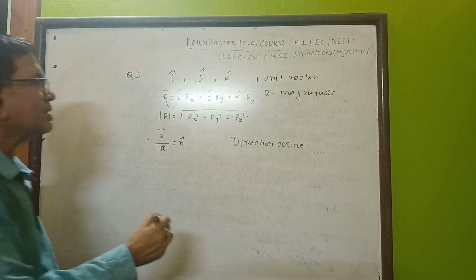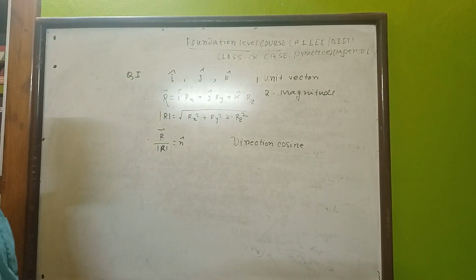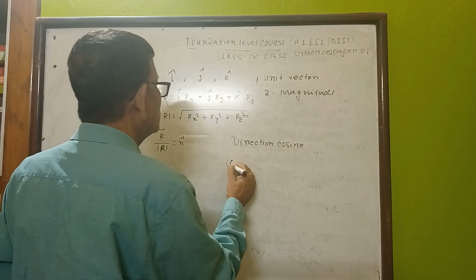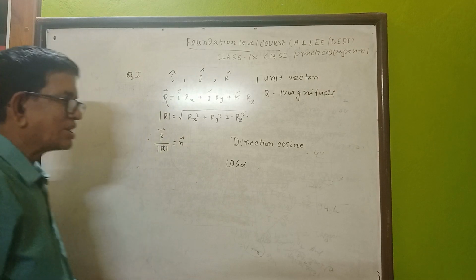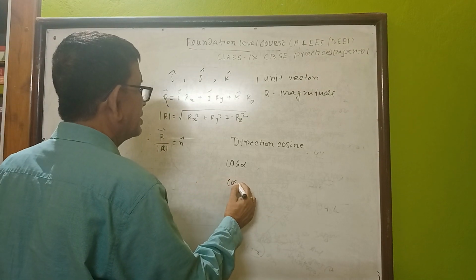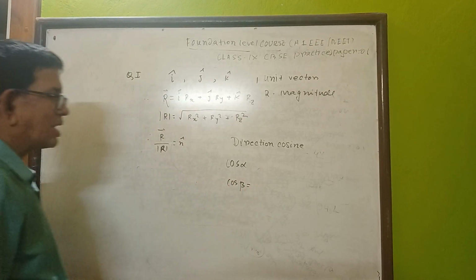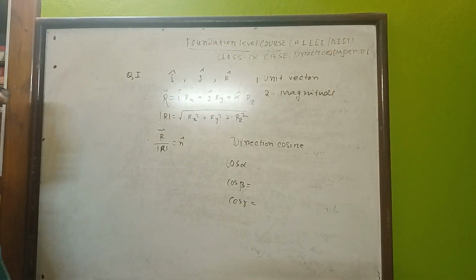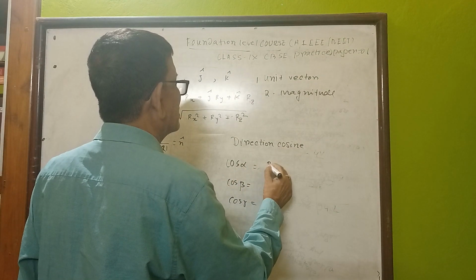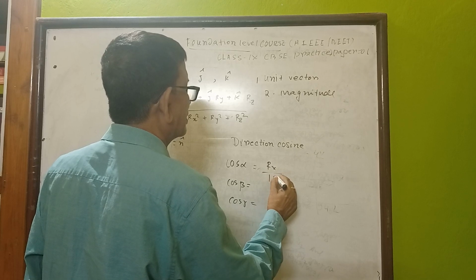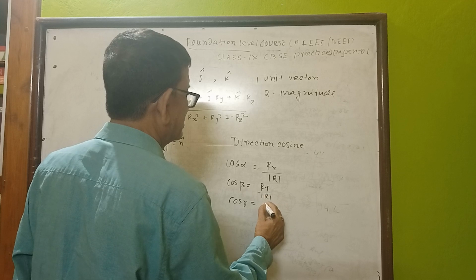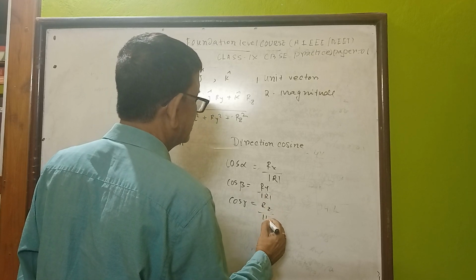Direction cosine means this vector, a 3-dimensional vector, is making some angle with the x-axis. Suppose it is cos alpha, where alpha is the angle with the x-axis. Now cos beta, that is along the y-axis, and cos gamma, that is along the z-axis. So how can you calculate cos alpha, cos beta and cos gamma? Cos alpha, always remember, is Rx component by mod R. Cos beta is Ry by mod R. Cos gamma is Rz by R.